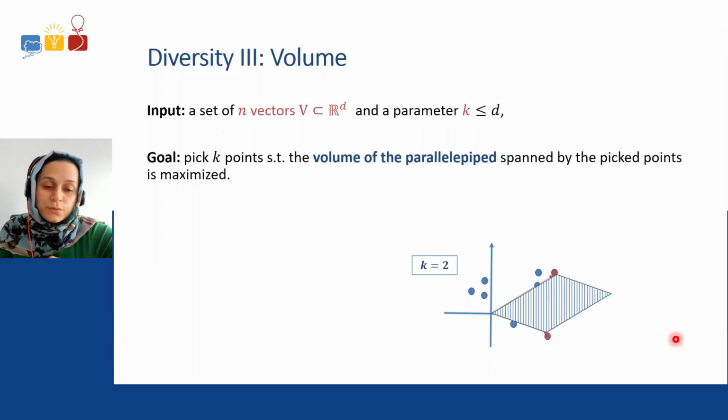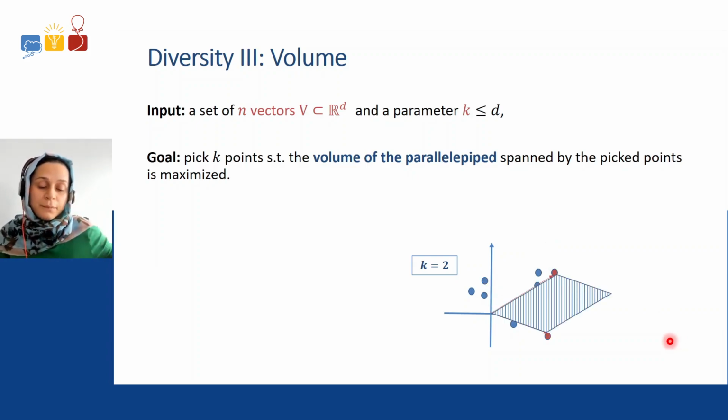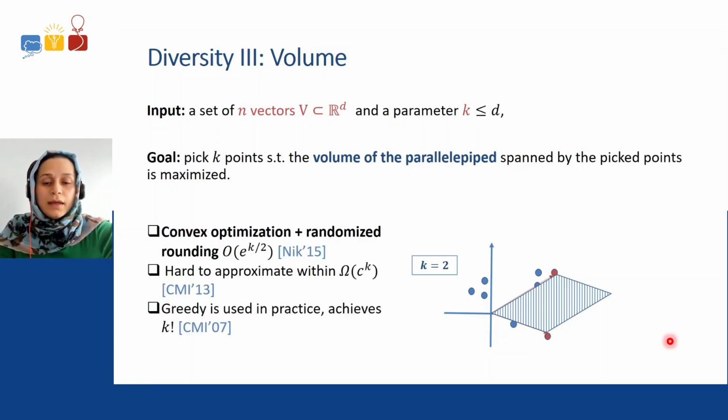And if I pick these 2 points instead, then the parallelogram formed by them is larger, and therefore I say they are more diverse. Okay, and so this problem is harder. It's known that there is no c to the k approximation for the problem even, but there's an algorithm that achieves an e to the k over 2 approximation for the problem, but people use the greedy algorithm also a lot in practice for this problem.